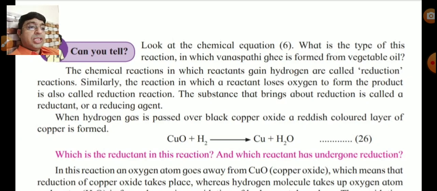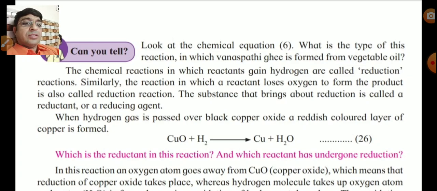One more reaction is given, that is reaction number 26 on this page. See there, CuO, copper oxide, plus H2, hydrogen gas, is added here. Then to form copper, Cu, plus H2O, water, is formed. In this chemical reaction, addition of hydrogen means reduction. So we are learning here that the next type of reaction is the reduction reaction.